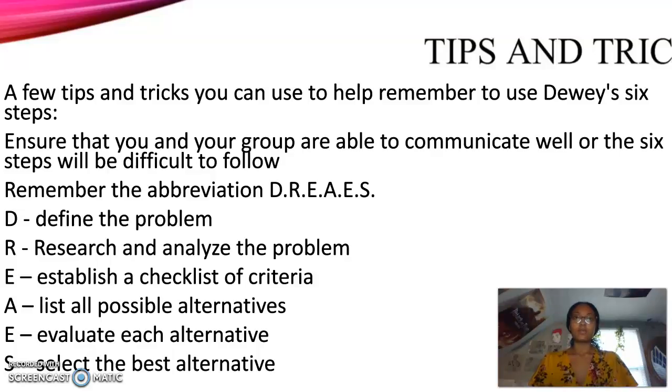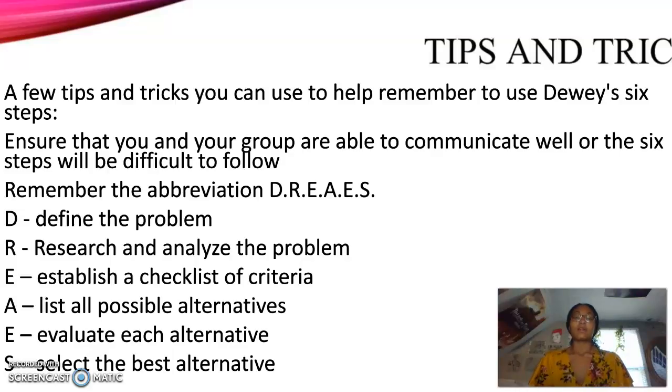A few tips and tricks you can use to remember to use Dewey's 6 steps. Ensure that you and your group are able to communicate well, or the 6 steps will be difficult to follow, because if you and your group can't flow well just as a unit, then it usually causes issues within the group, causing many other problems. So just make sure you guys can all get along as a whole together.